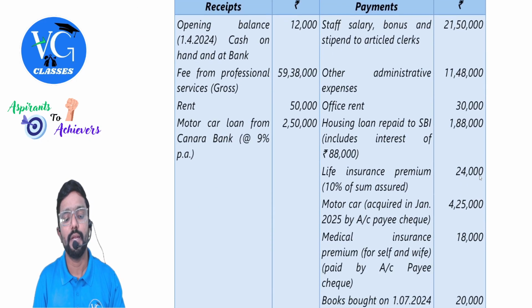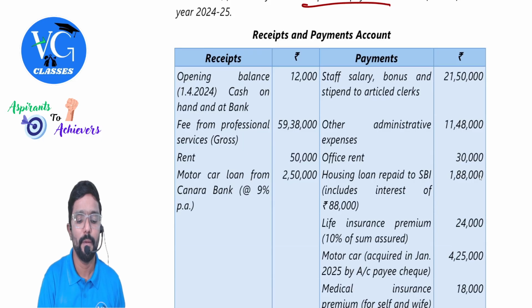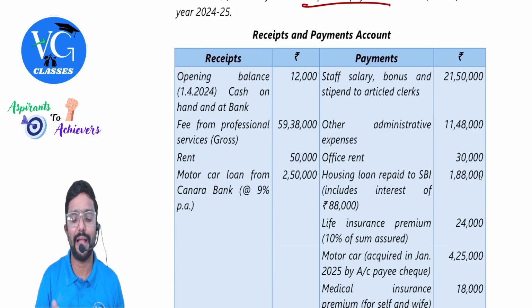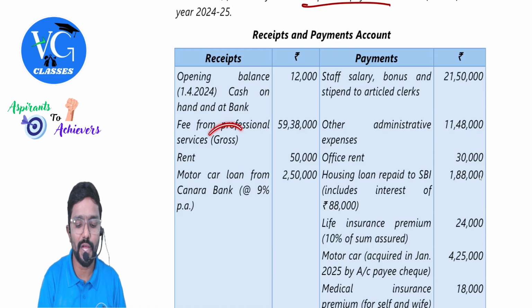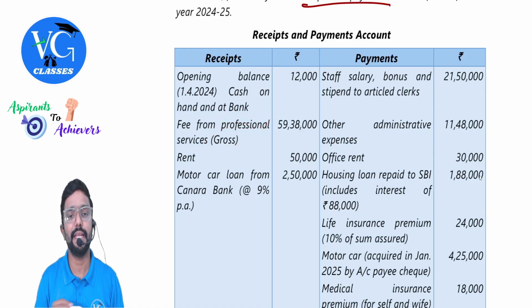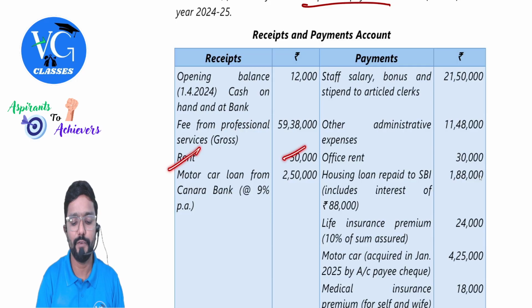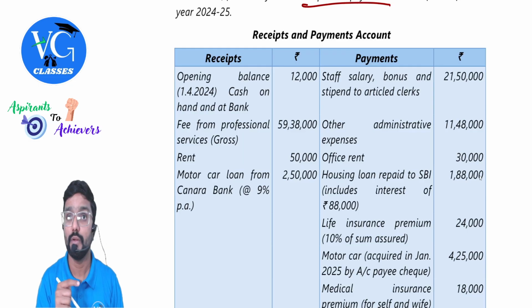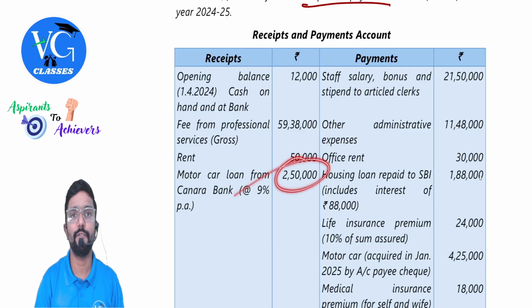Okay, let us see the receipt side first. Opening balance of cash and bank is 12,000. Fee from professional services, gross, 59 lakh 38,000. Rent 50,000. Motor car loan from Canara Bank, 2 lakh 50,000. It is a loan, not income. Please be careful.